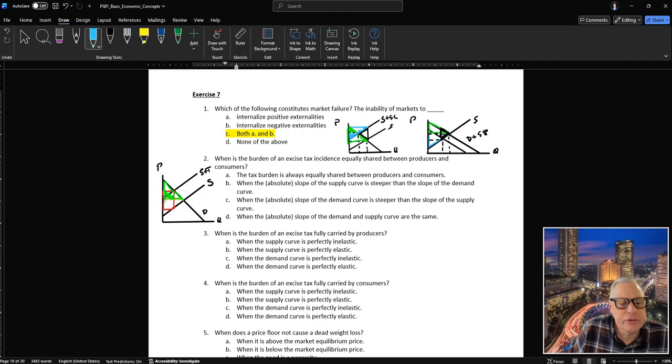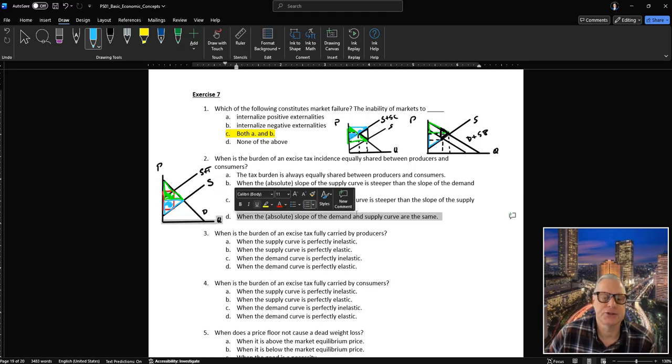And likewise, producer surplus would be this triangle under the market equilibrium, but after the tax, when the absolute slope of demand and supply is equal, they pay this one in tax and it is equal. So the answer is when the absolute slope of the supply curve is the same as the one of the demand curve. So that's the right answer.